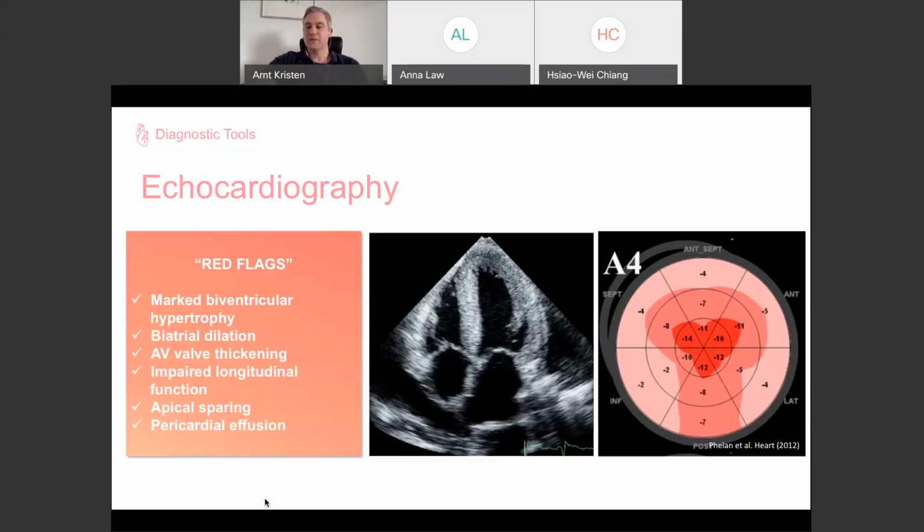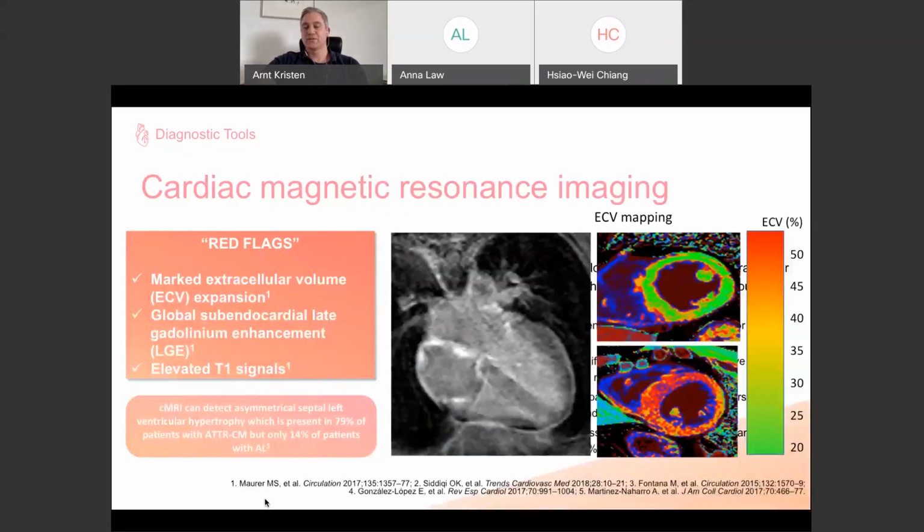And when using strain analysis, we usually find a normal strain in the apical segments and a very severe decrease of strain in the basal and midventricular segments. And this is called the typical apical sparing of strain, typical for cardiac amyloidosis. And strain may help to differentiate different forms of cardiac disease presenting with hypertrophy. So this is a very helpful diagnostic tool for these patients.